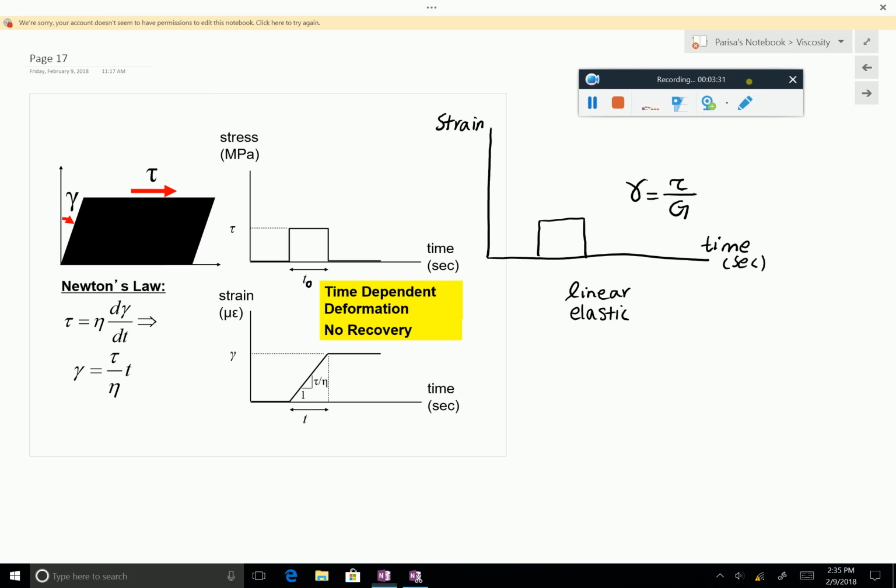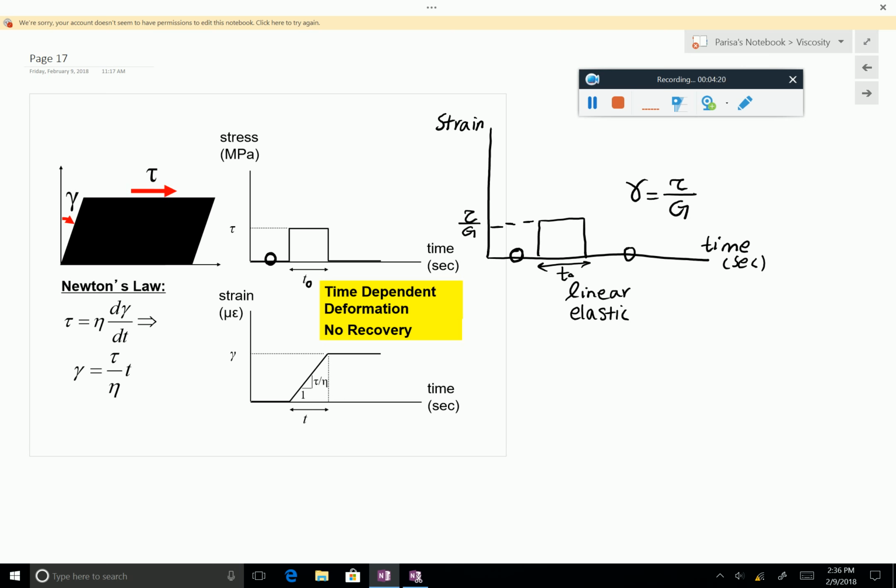So if a stress is 0, a strain is 0. 0 divided by G is 0. If you apply a stress tau, you are going to get a strain, and it would be tau over G, and as long as you are holding the stress, you are going to have this much elastic strain, and the moment you release the stress, the same moment the strain drops back to 0. This is a linear elastic material. The deformation is instantaneous and it's fully recoverable.